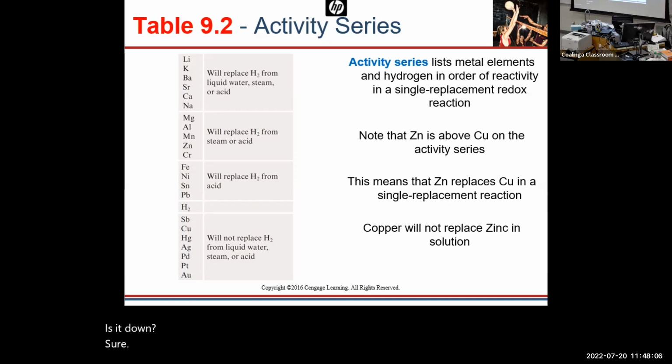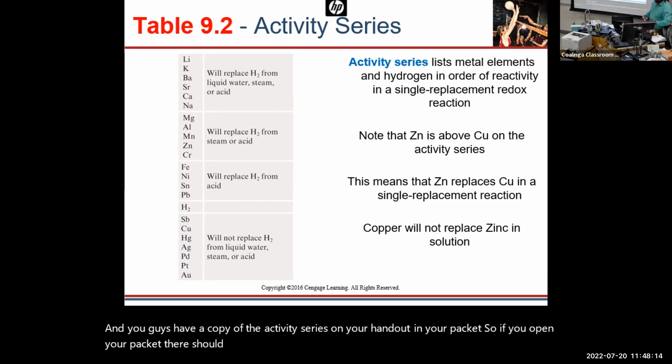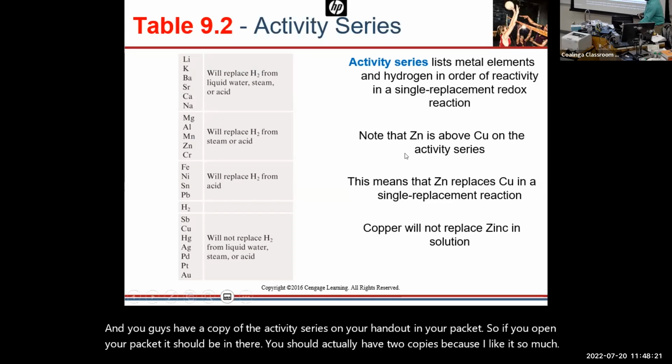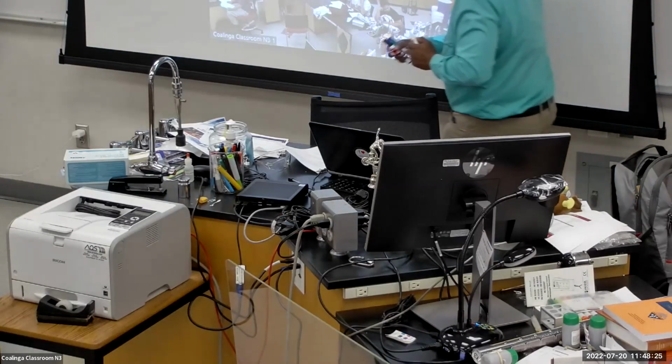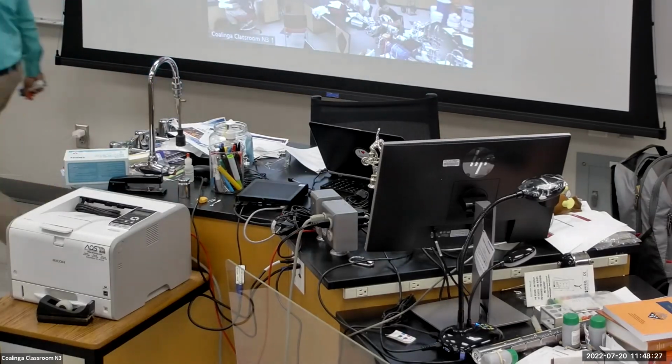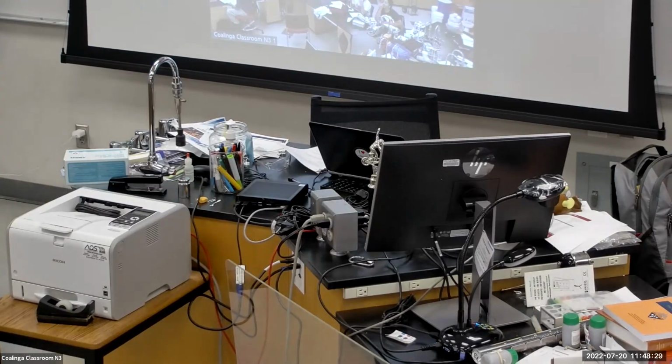It's balanced. Yeah, and you guys have a copy of the activity series on your handout in your packet. If you open your packet, it should be in there. You actually have 2 copies. So you can actually see it now. Okay, what about this last one? Is there a reaction?